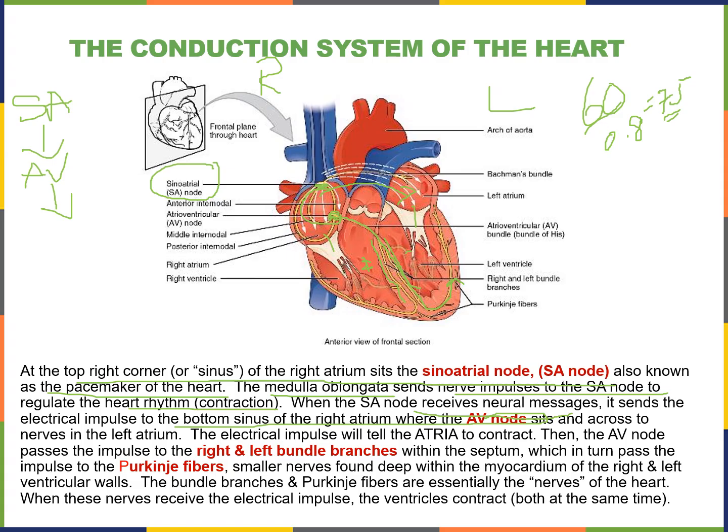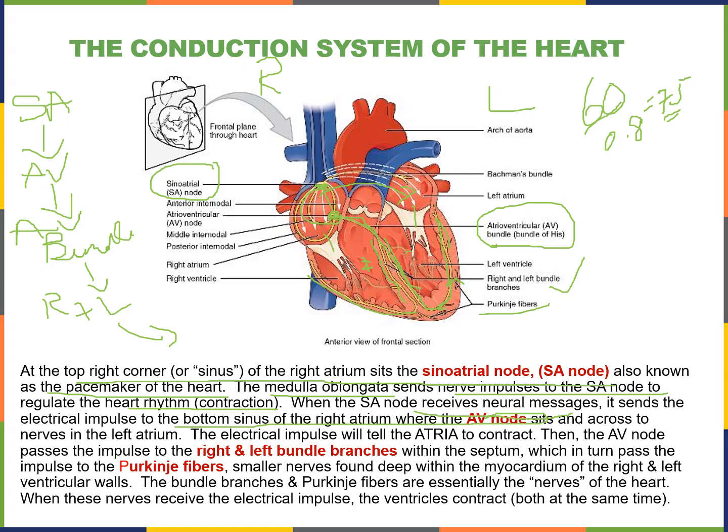So from the SA node to the AV node, from the AV node, it travels in the atrioventricular bundle, the AV bundle. The AV bundle used to be called the bundle of His. From the AV bundle, then, it goes into the right and left bundle branches, and then the last place would be the Purkinje fibers, which are in the walls of the ventricles here. So the ventricles contract sort of bottom up. From the bottom starts the contraction first.